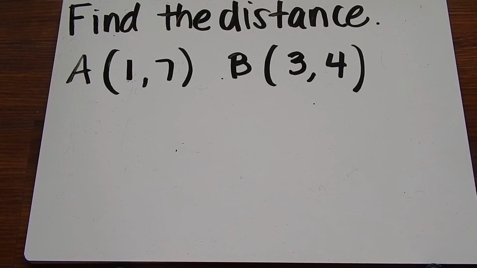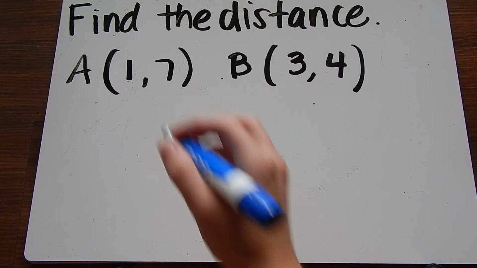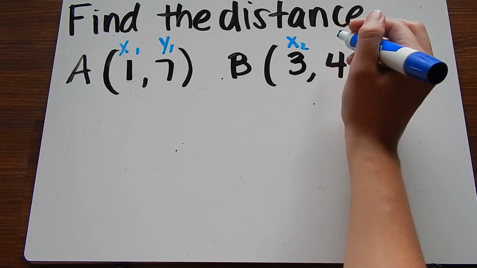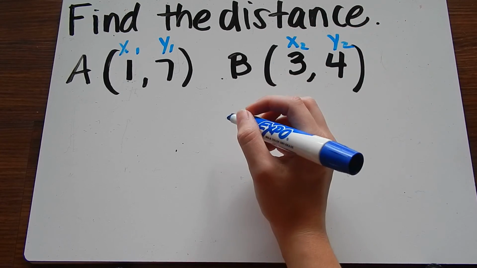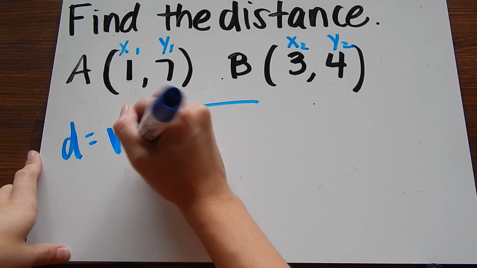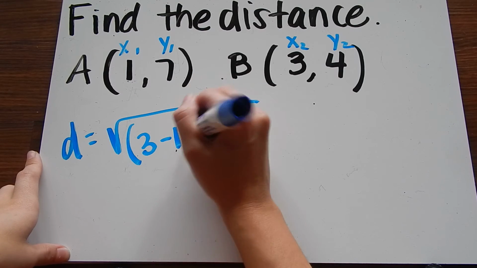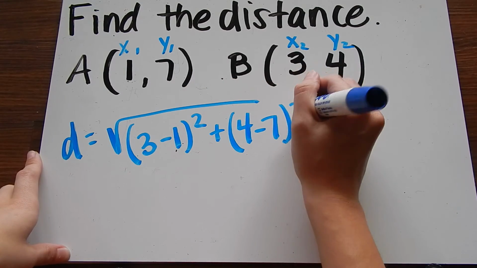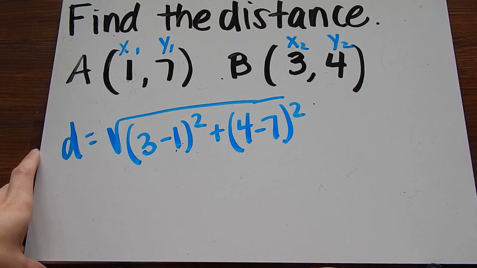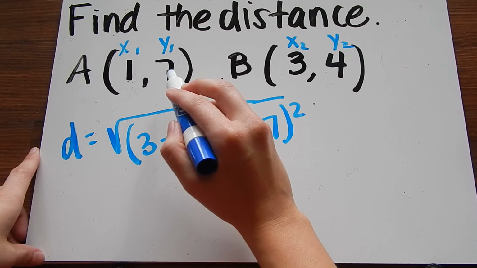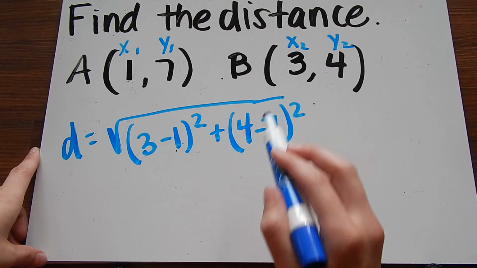Okay, and our last example here, find the distance. We're going to use the same formula. So I'm going to label x1, y1, x2, y2. So my distance is equal to the square root of x2 minus x1 squared plus y2 minus y1 squared. Make sure you're not mixing up the points. If this is your 1, then x and y both have to be 1.